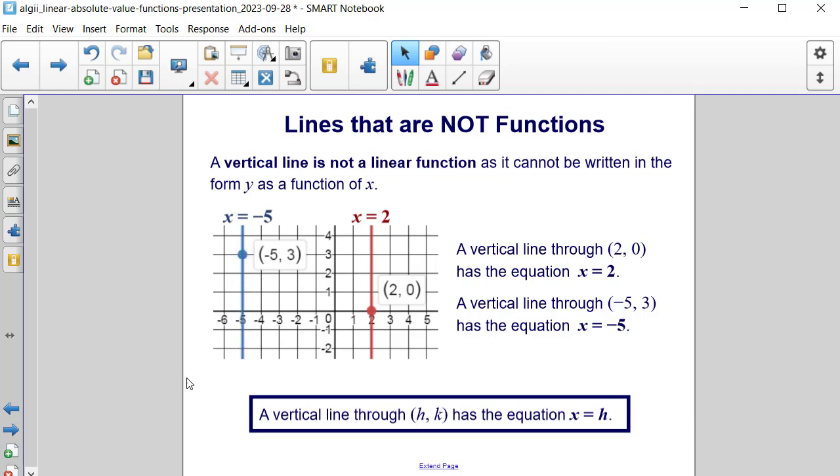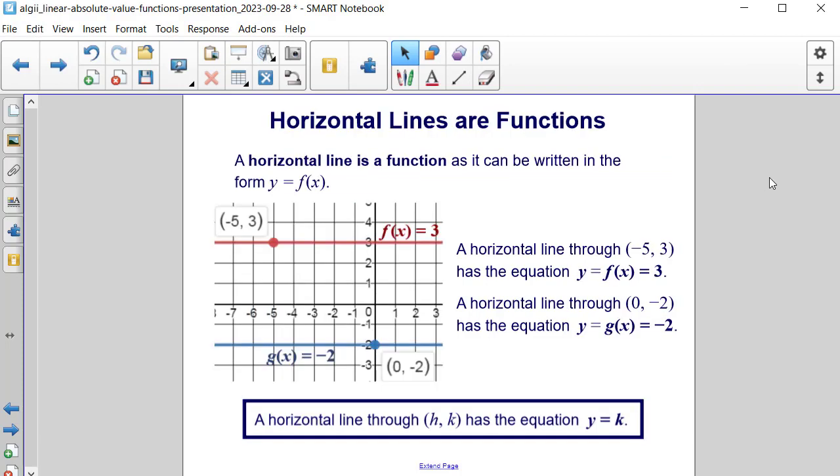A vertical line through the x-intercept of (2, 0) has the equation x is equal to 2. A vertical line through the point (-5, 3) has the equation x is equal to -5. A vertical line through some point (h, k) has the equation x is equal to h. Unlike vertical lines, horizontal lines are indeed functions.